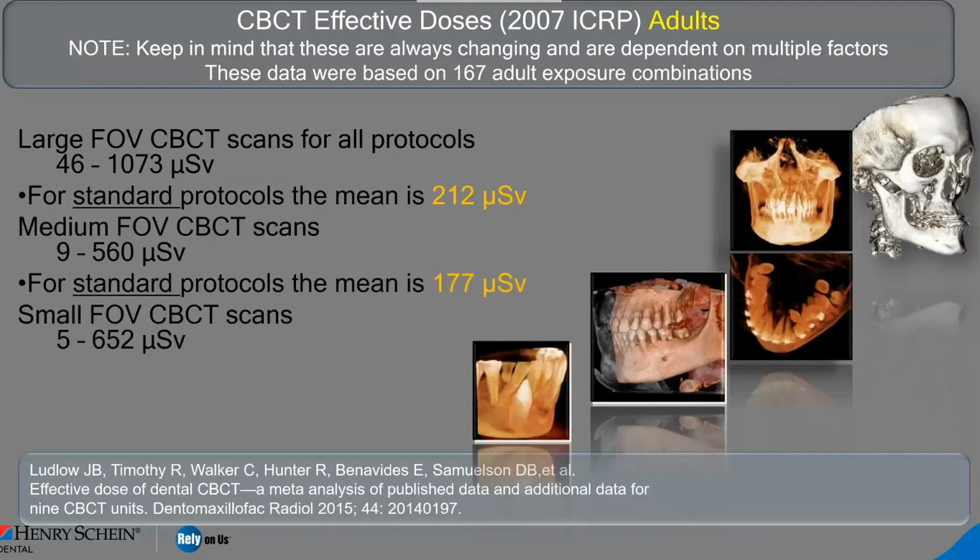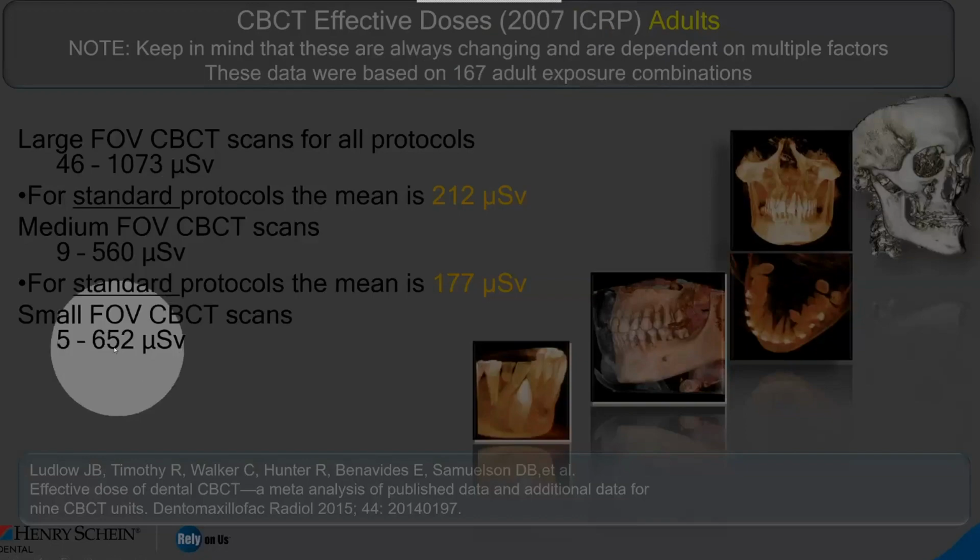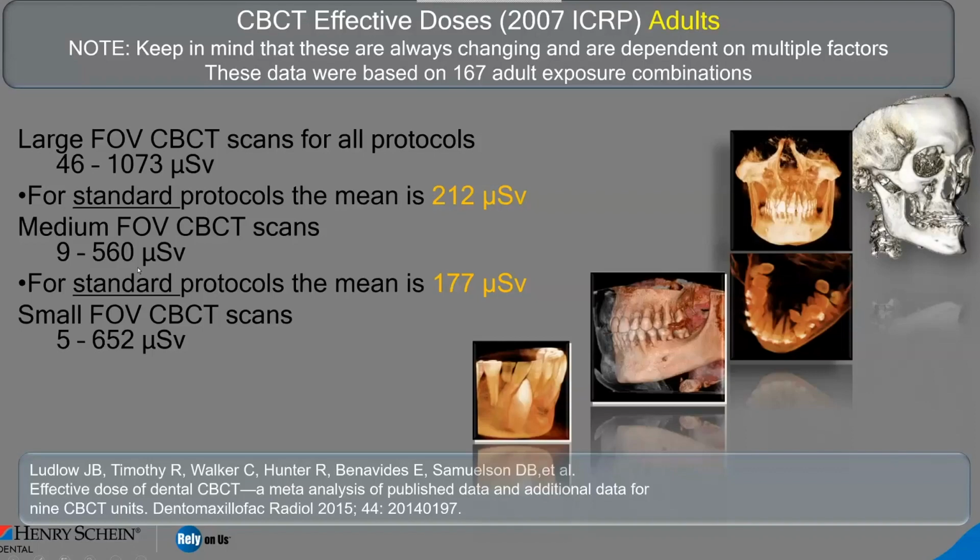Small field of view can vary between 5 to 652. So you can see that just because it's a small field of view unit doesn't mean it is necessarily less dose than a larger field of view unit. It's quite variable. But on average, a small field of view will be about 84 microsieverts. So I can say on average, the smaller the field of view, the less dose. But again, we know there are always outliers out there.